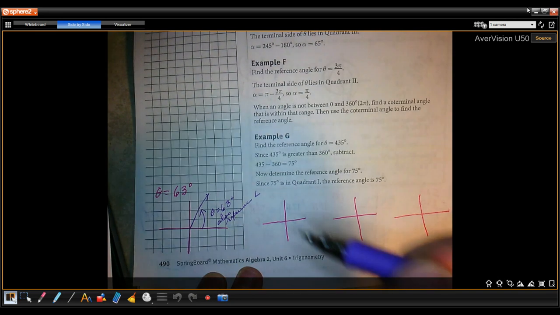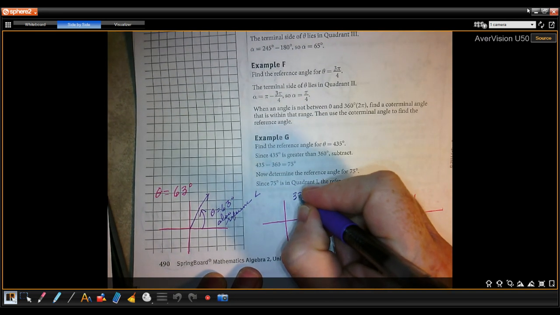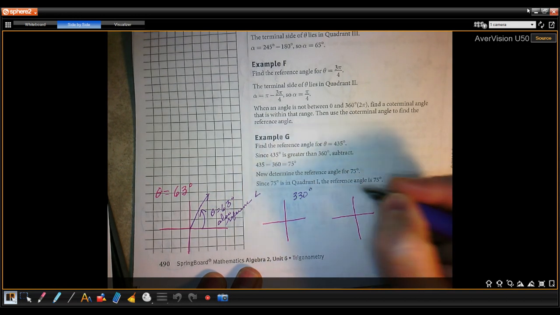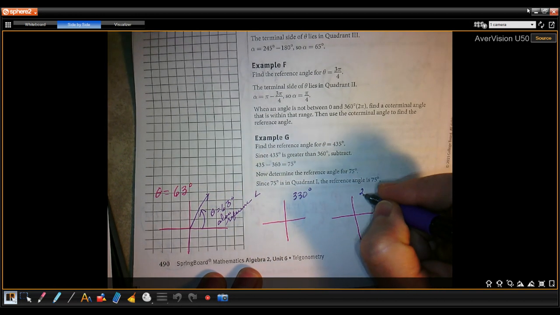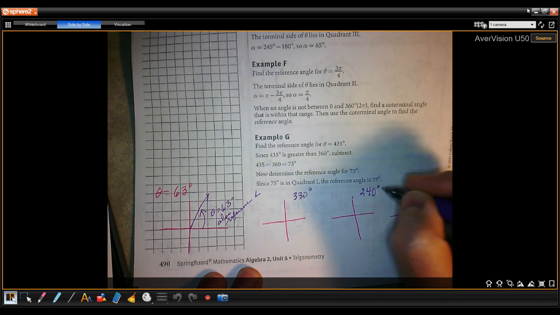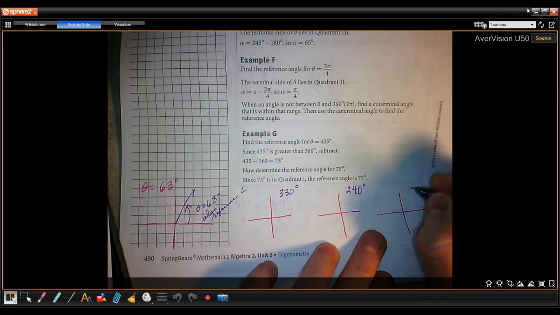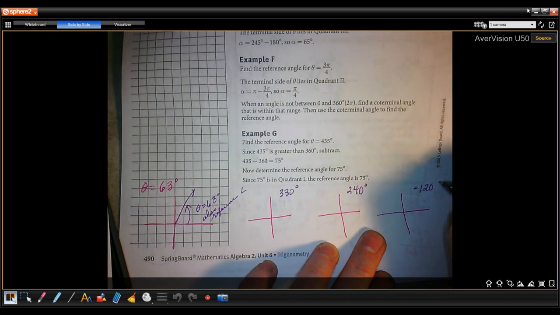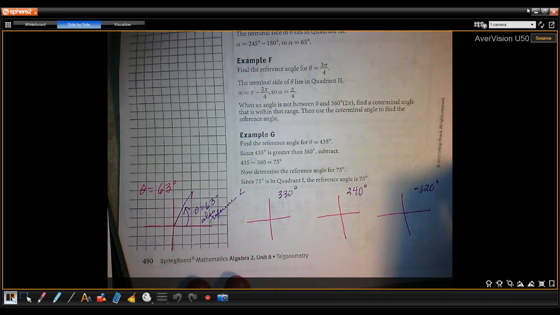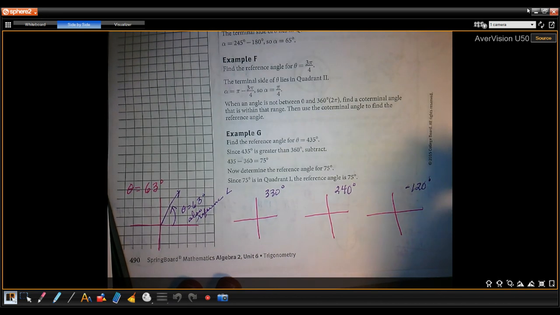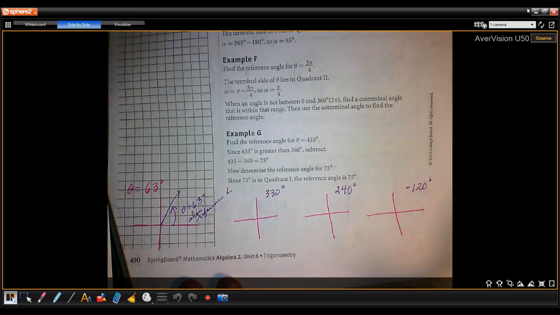Okay, so this one, let's do 330 degrees and find the reference angle. This one, draw a 240 degree angle, and this one do a negative 120 degree angle. This might be a good place to pause the video because what I want you to do is draw these angle measures. Then the goal is to find the measure of the reference angle. So draw the angles, find the measure of the reference angle. Maybe take a moment, pause, do it yourself.